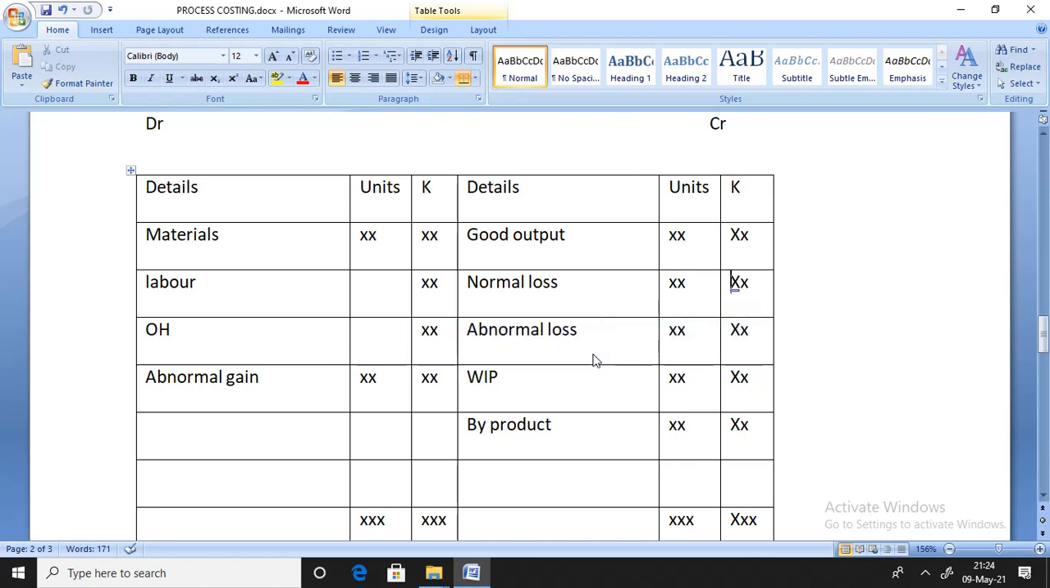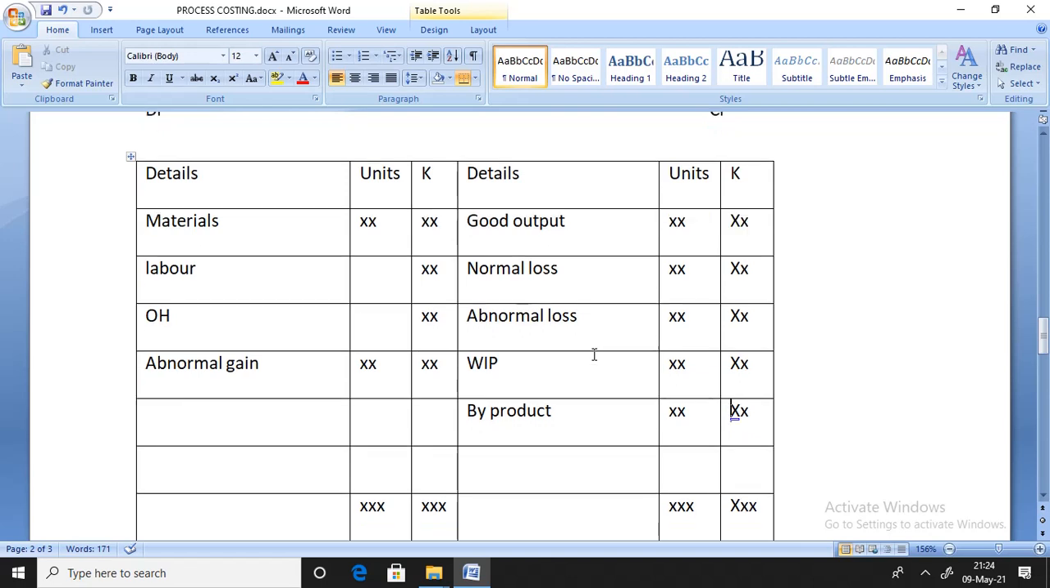So in summary, what we've done here, we've looked at the format for the process account. On the debit side of the process account, we record all inputs and the costs into the process. On the credit side of the process account, we record outputs from the process, which may be in the form of good units produced, normal loss or abnormal loss that arises, or work in progress that is transferred to another process, or the byproduct that is arising from the process.